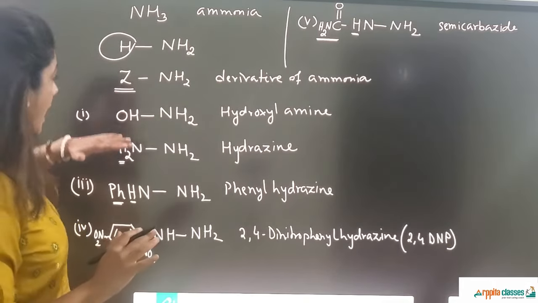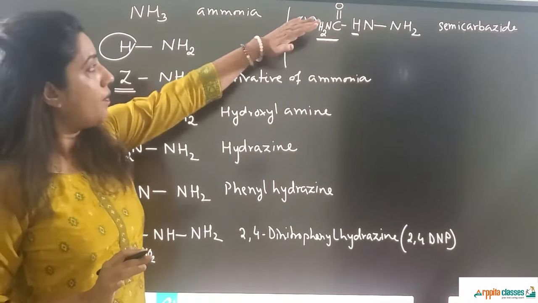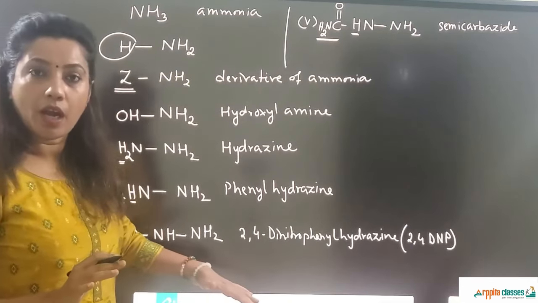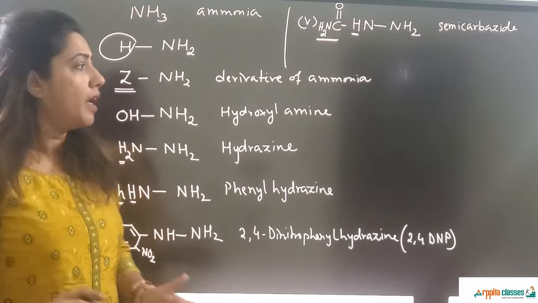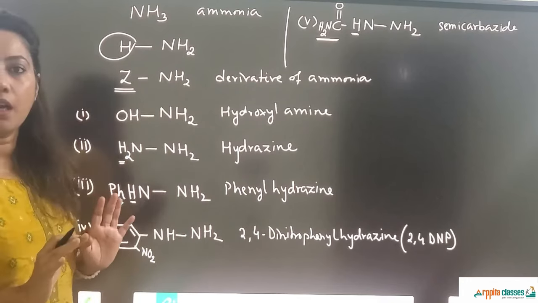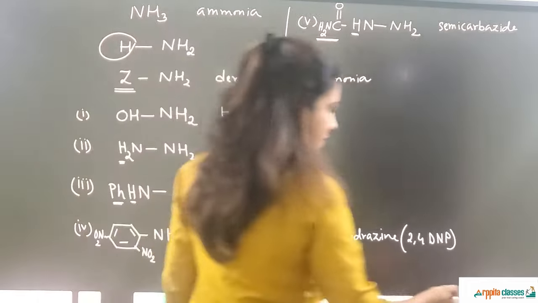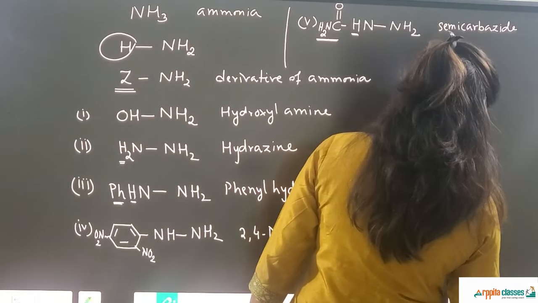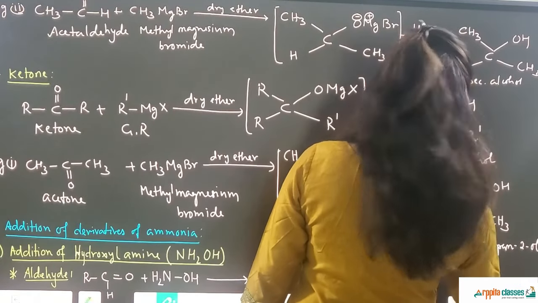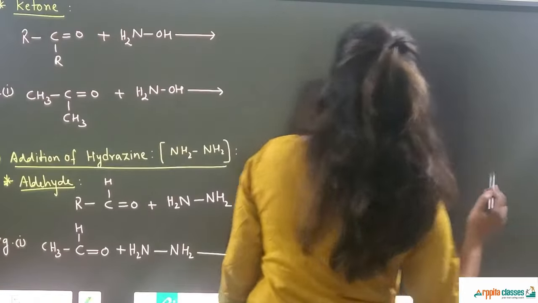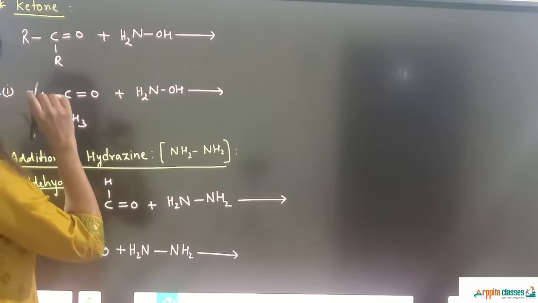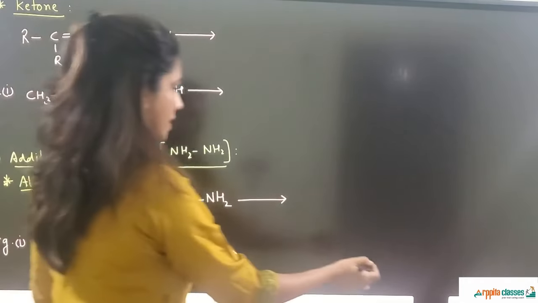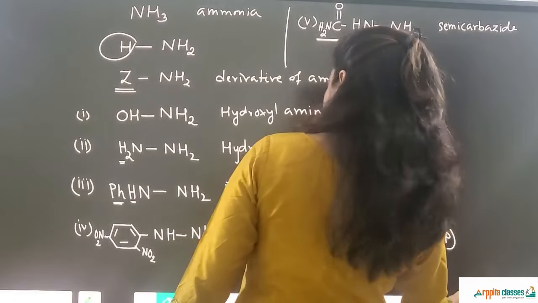Now we are going to add all these 5 derivatives of ammonia with aldehyde and with ketone. The reactions are very simple. You just need to remember the formula of these compounds. Now let us go back. So this is your RCOR, that is your ketone.